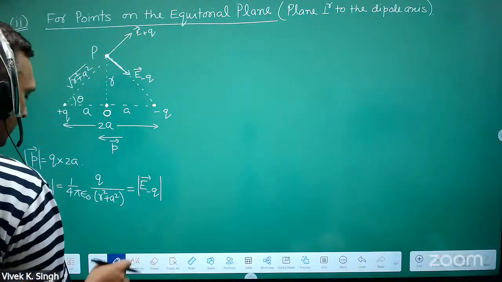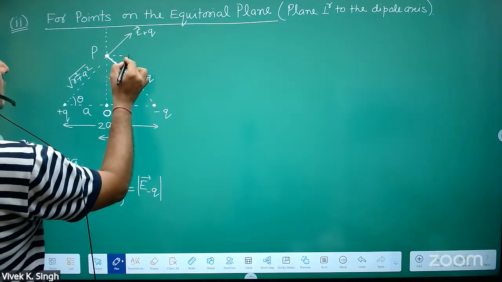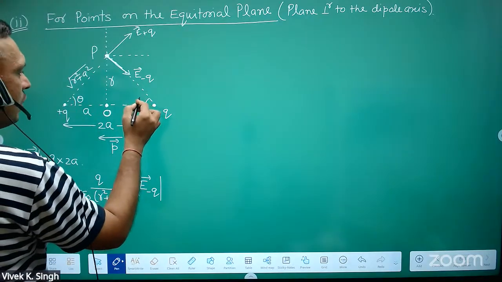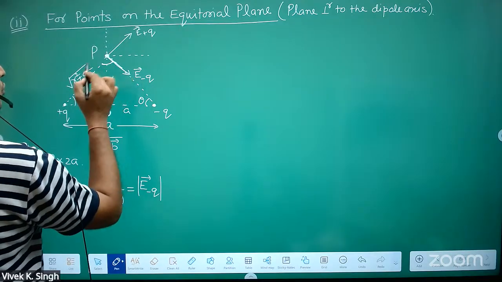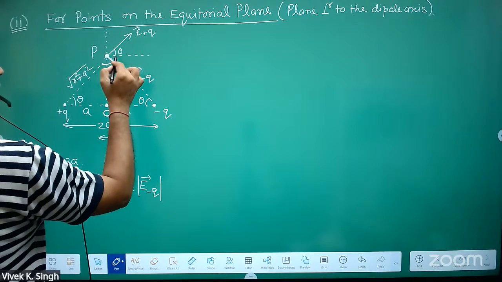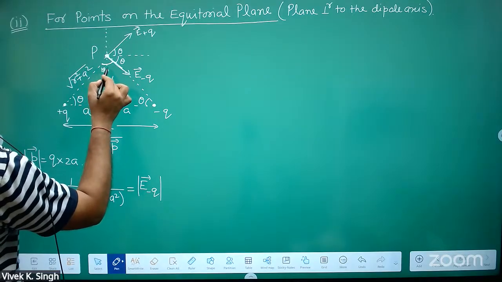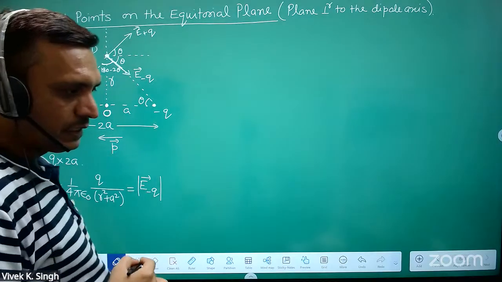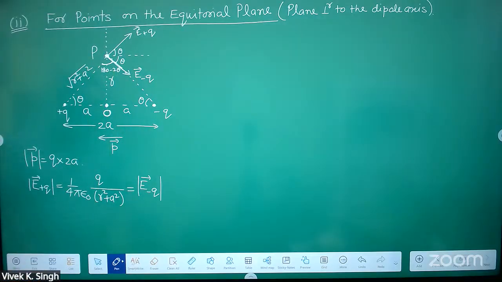Just see how you will take the component form. If this angle is theta, this is also theta. So this angle will be 180 minus 2 theta. Is it clear? Now let's resolve the vectors in component form and find the resultant. Please check. Let's try to calculate.